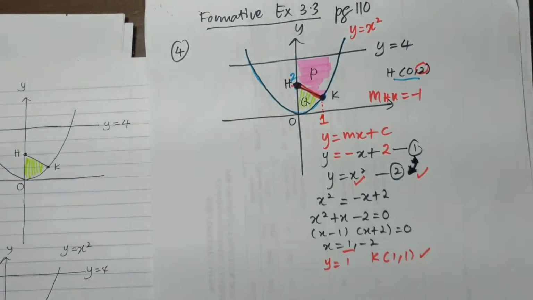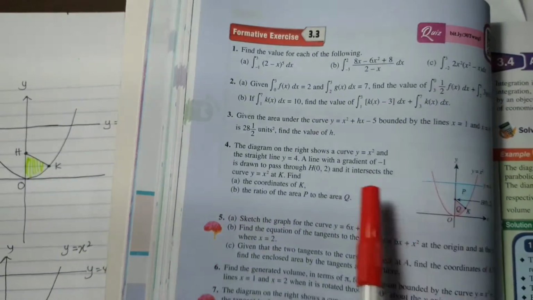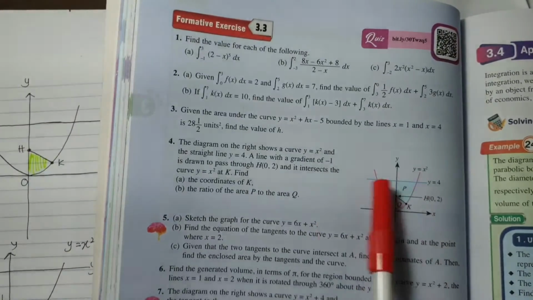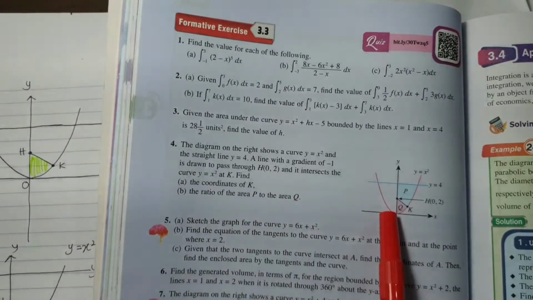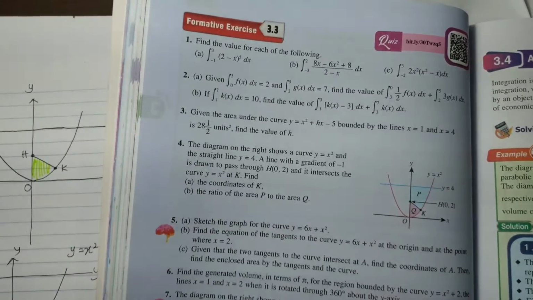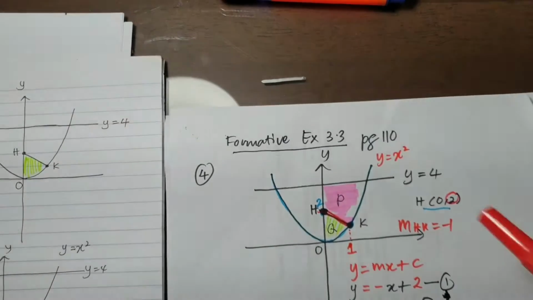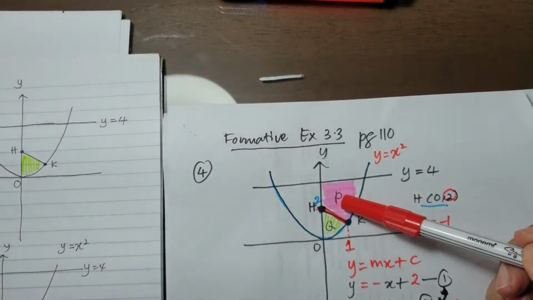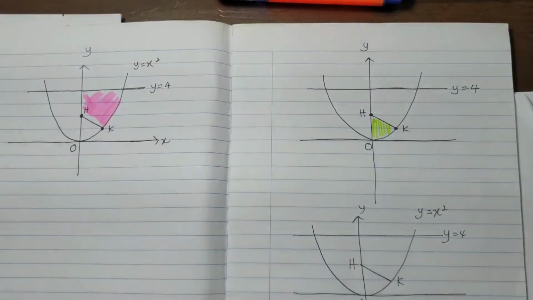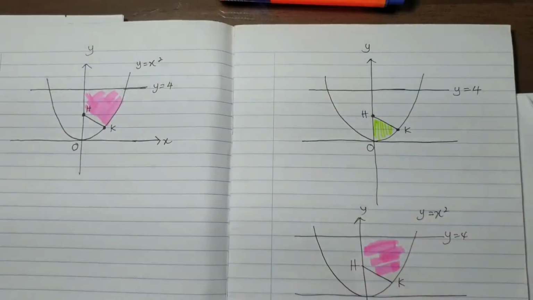Okay, next, part b. The b question asks you to find the ratio of the area of P to the area of Q. So we need to find the area of P and the area of Q, then find the ratio. Let's start with the area of P. P is here, this is region P.